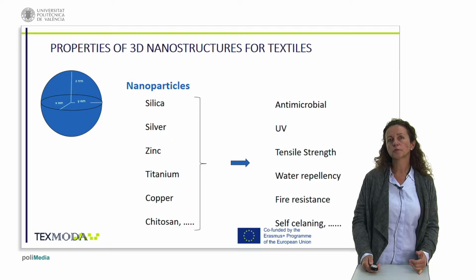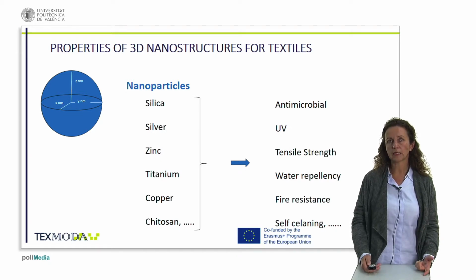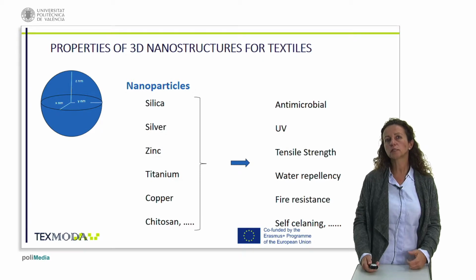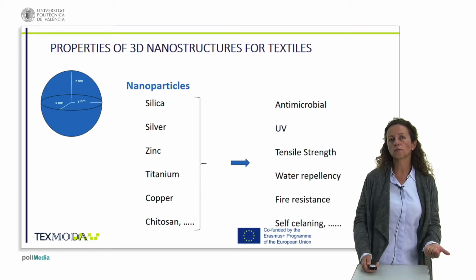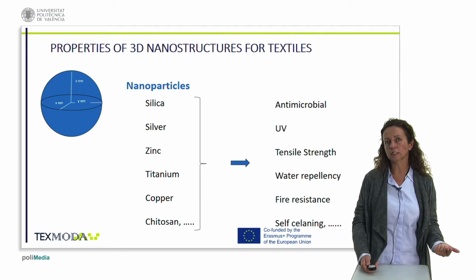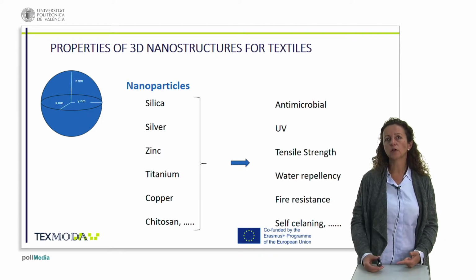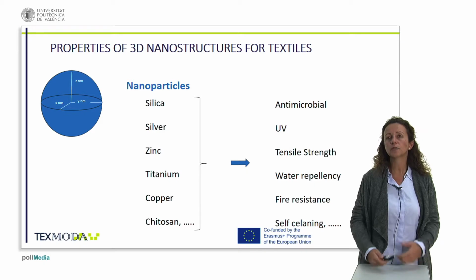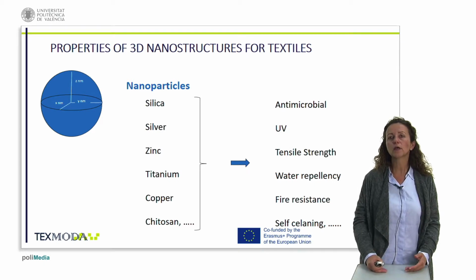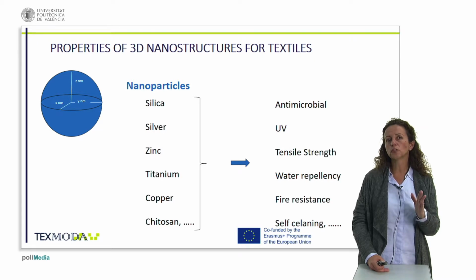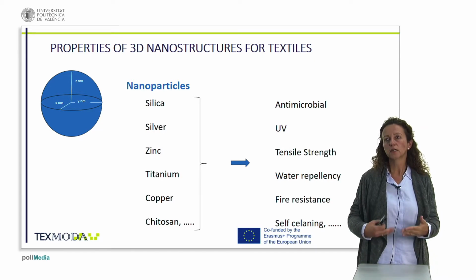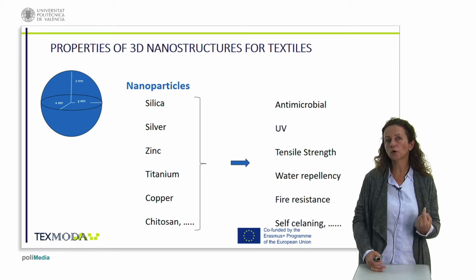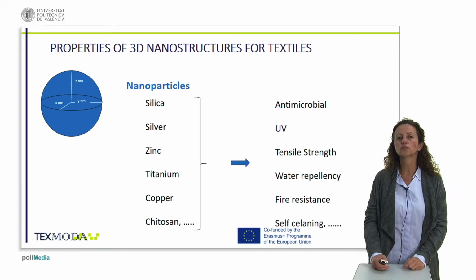For example, we could observe that silver and chitosan nanoparticles would confer antimicrobial properties to the textiles. But if we use titanium dioxide, it could confer ultraviolet protection to the textiles. Or, for example, if we use zinc, it also would implement antimicrobial properties. So we can observe that it's not necessary to introduce only one property, okay? We can use these particles to confer more than one property to the textiles.